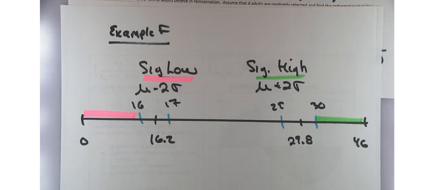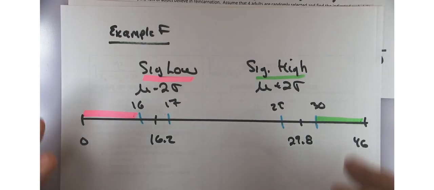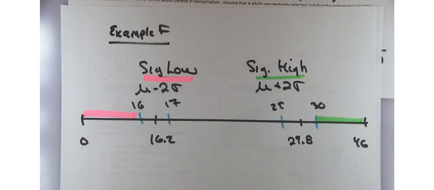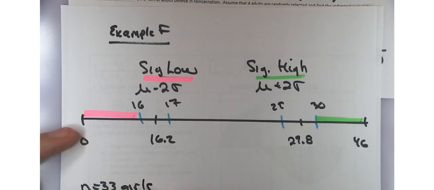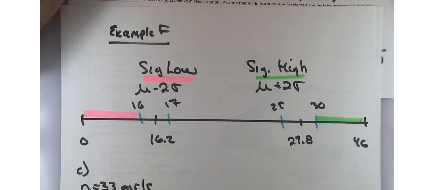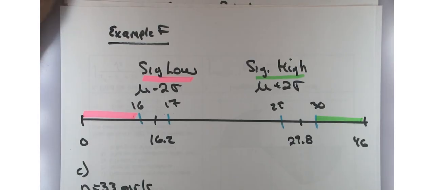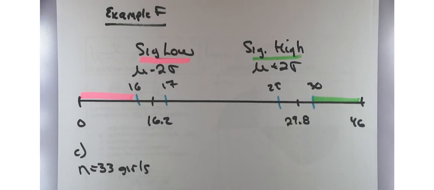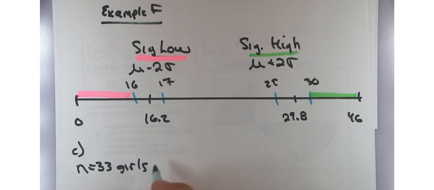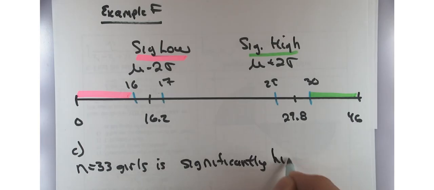Cool. Does it feel like the method's working? The last part of this question, part C, is you have n equal 33 girls. Is 33 girls significantly high? It is significantly high. So the method appears to be working.